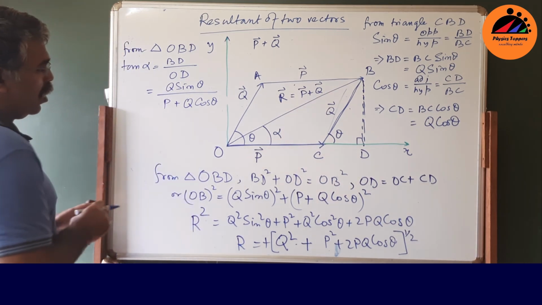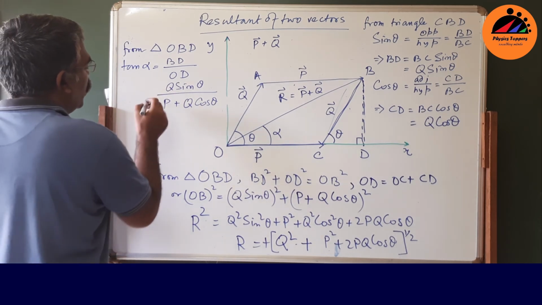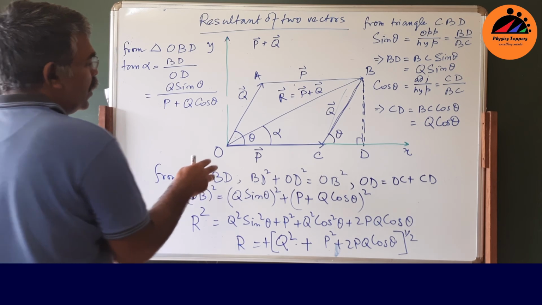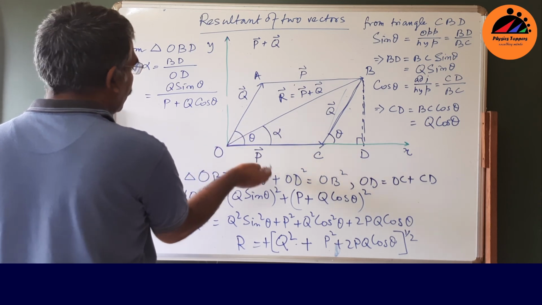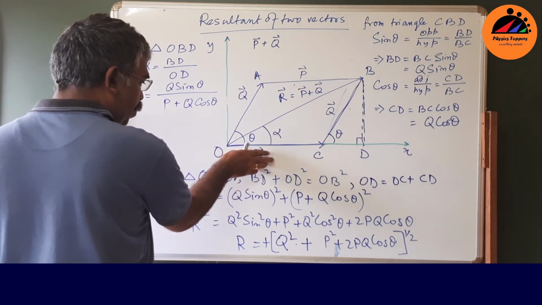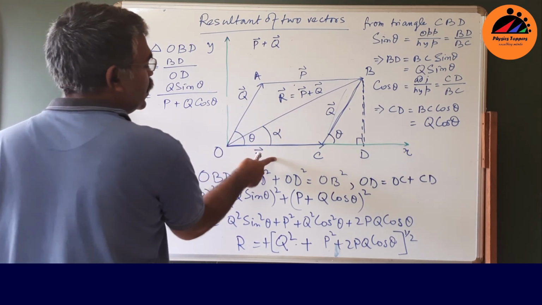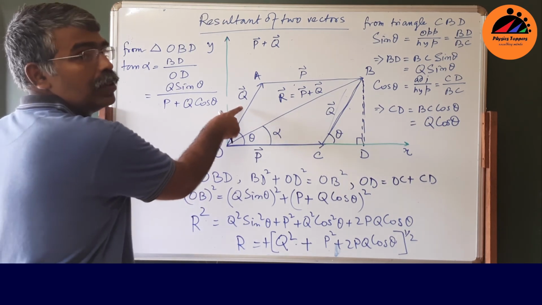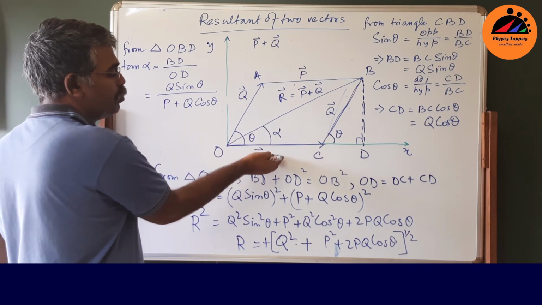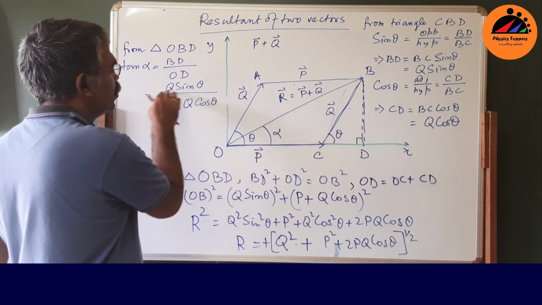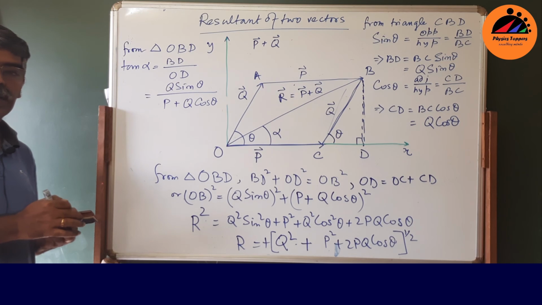So remember, when you write tan alpha, the basic way to memorize it is, if this is alpha, take the opposite vector first. So Q sine theta divided by, the denominator should be P plus Q cos theta. You start with the opposite vector, the non-adjacent vector to alpha, so P is attached to alpha. Don't start with this, start with this. It's Q sine theta divided by P plus Q cos theta.